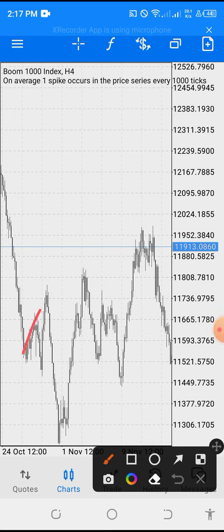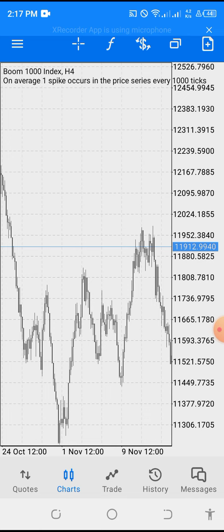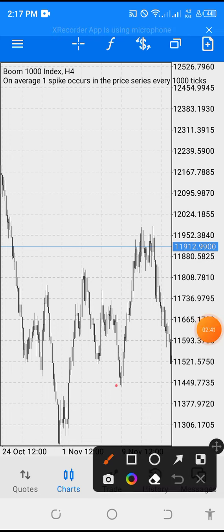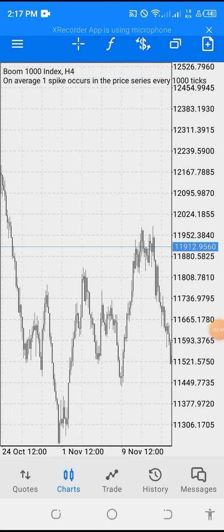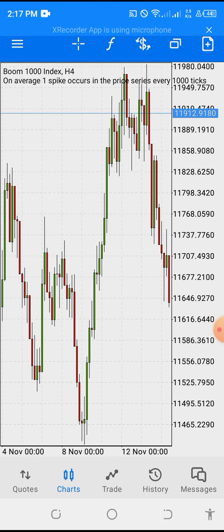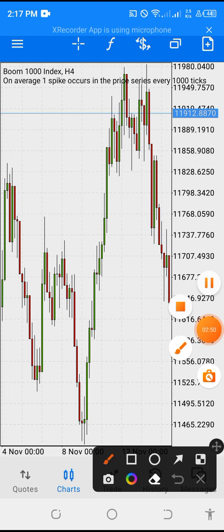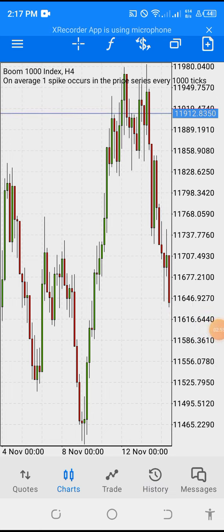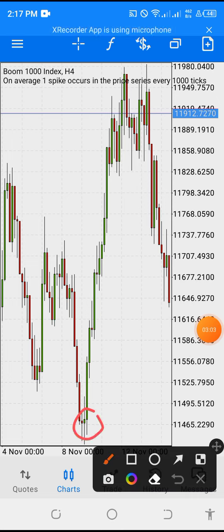So we had this form of consolidation. Price wasn't moving. At this point we got this aggressive buy. As you can see, price moved up drastically, making very good green candles. Let me zoom. Look at it, very giant green candles going up. So you should mark this place out as your demand zone.